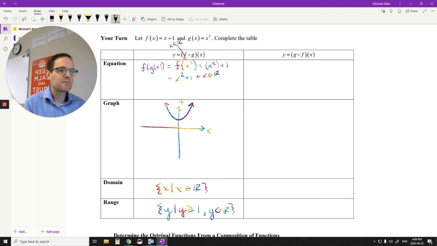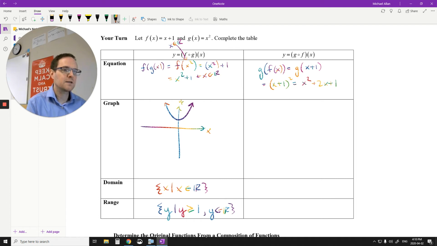Okay, cool. And this one, you're doing the other way around, so we're going g. We're going to put f into g here, so g of f of x. Yep, that's right. So I'm going to replace what f of x is. So that's just x plus 1. And then I'm going to replace where there is an x with x plus 1 in g. There you go. I'm going to square that. It gets x squared plus 2x plus 1.